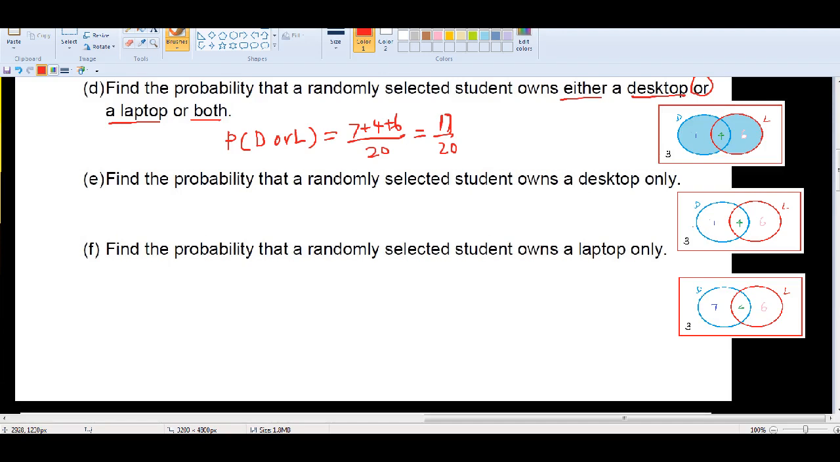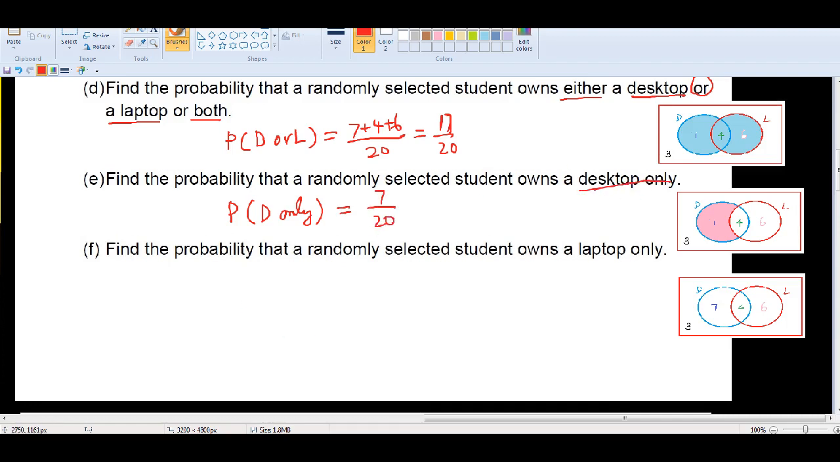Find the probability that a randomly selected student owns a desktop only. That means we only consider those who own a desktop but not a laptop. So which part are we interested in now? Should be this part, right? So this time we say D only, 7 of them.